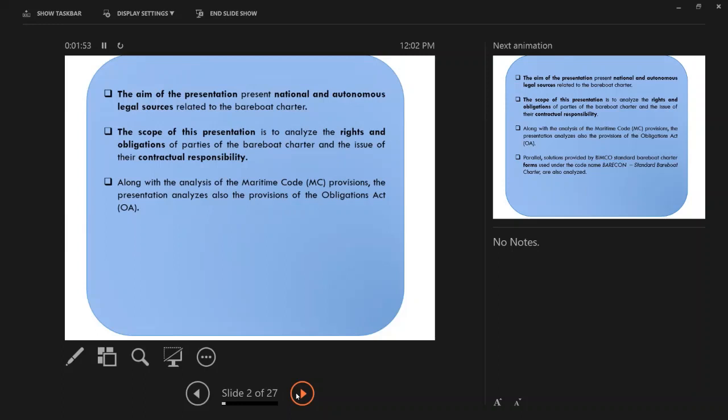But I also have to say that when it comes to Bareboat Charter, we also have to use provisions from our Lex Generalis legal source for all such issues that have not been covered in the Maritime Code. So our Lex Generalis in this field is, of course, the Croatian Obligations Act.